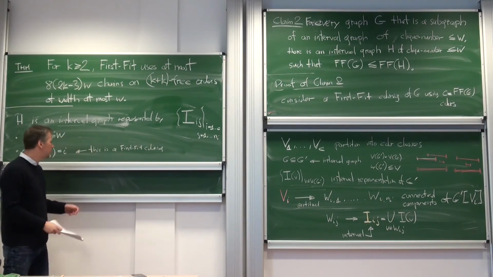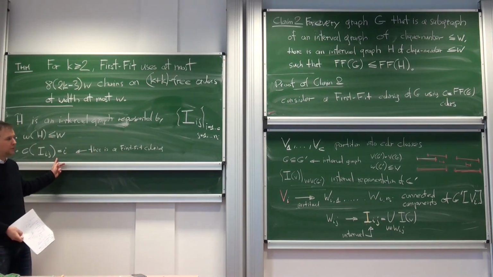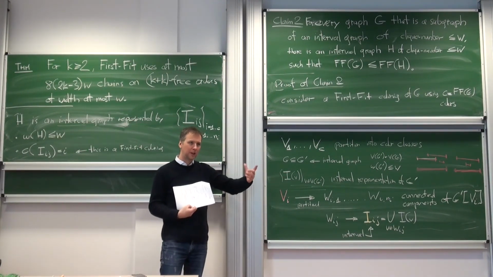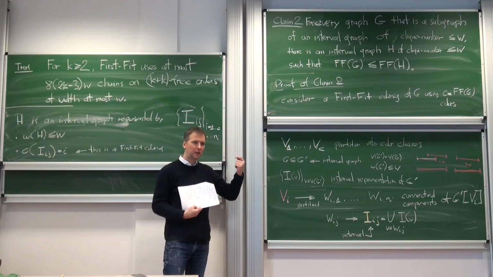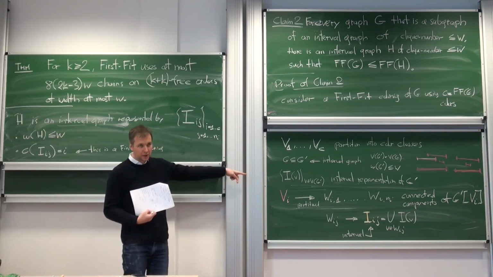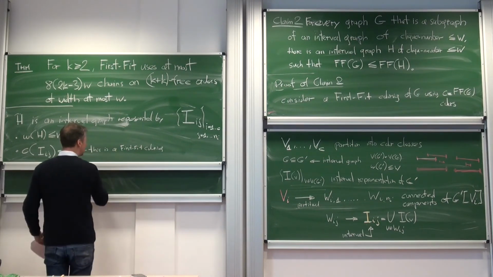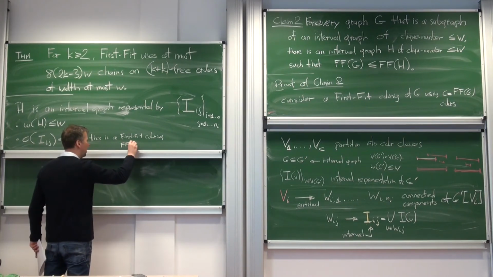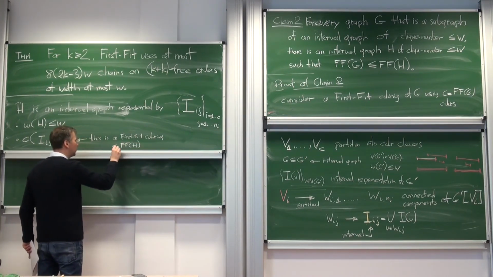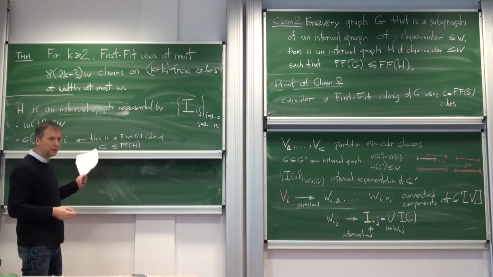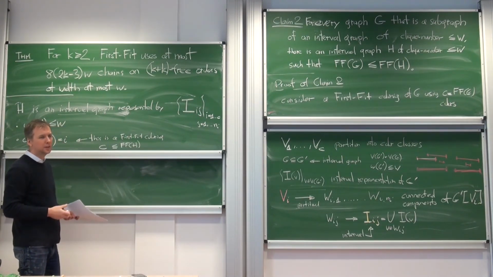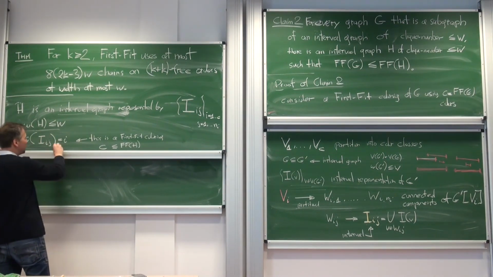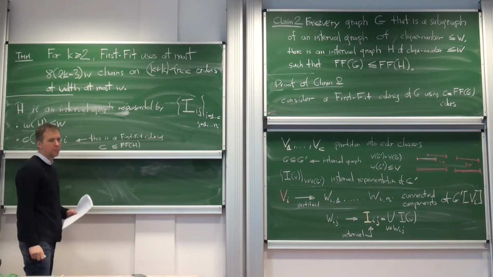Since every color is present, because every initial color contributes some connected components, and they are represented by intervals in the new graph, the number of colors used here is the same as the initial number of colors. So this uses C colors, and this will prove that FF of H is lower bounded by C, because we will produce a first fit wall of height C. So those are the two items to show: this one, and that this is a first fit coloring.